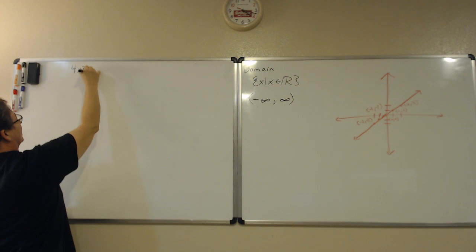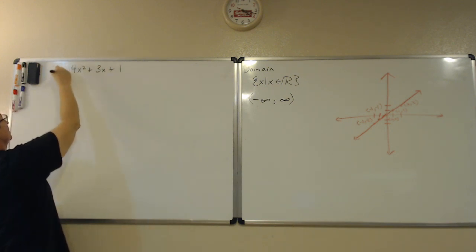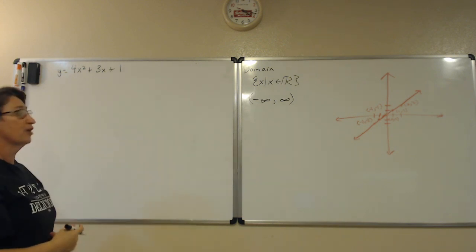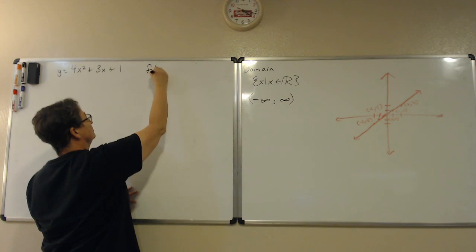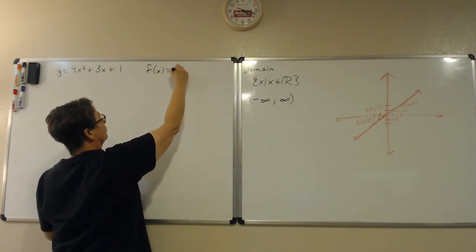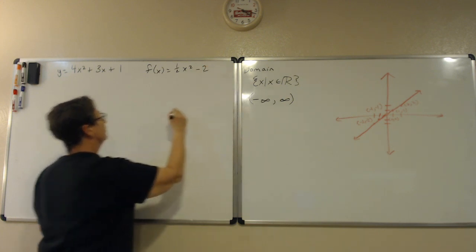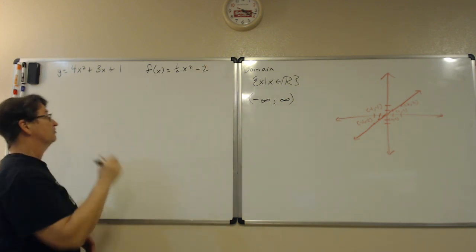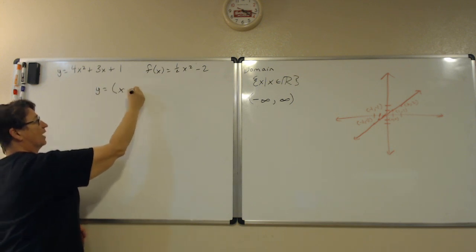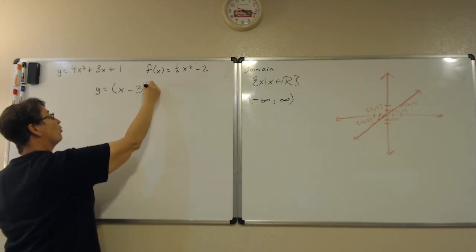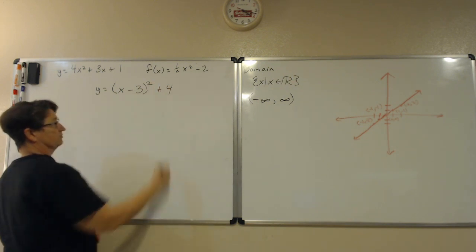Okay, so quadratic looks something like, I'll give you some family members first. Like maybe we've got something like this: y equals 4x squared plus 3x plus 1. Or here's another family member: y equals 1/2 x squared minus 2. Sometimes they look in this form, and we'll see this next week too, where I've got (x minus 3) squared plus a number out here.